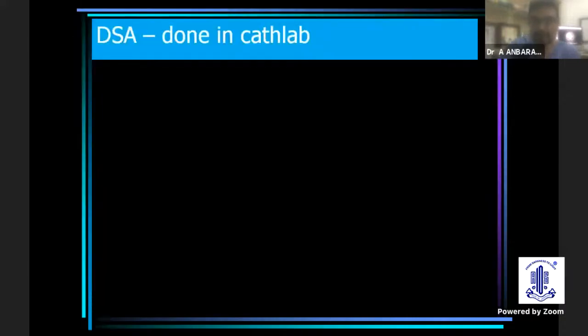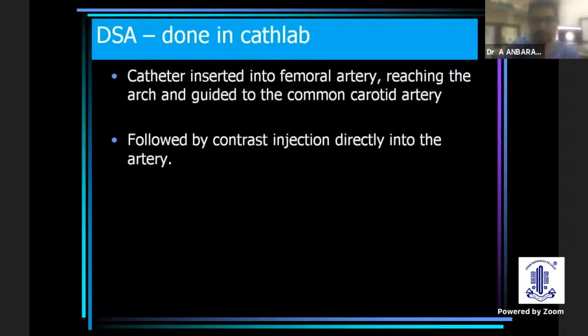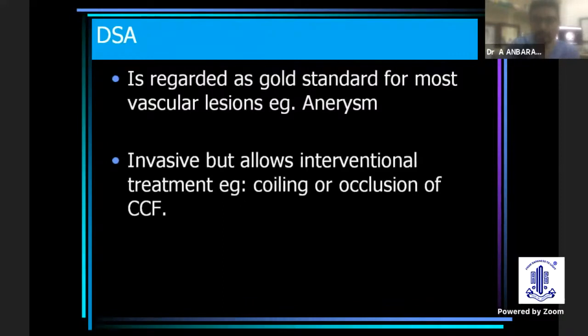The DSA is done in the cath lab, and the catheter is inserted in the femoral artery, reaching the arch and guided into the common carotid artery, followed by contrast injection directly into the artery. The technology subtracts the initial pre-contrast image from the contrast image, thereby subtracting the bone and showing only the vessels, and so you get the name digital subtraction angiography. It is regarded as the gold standard for most vascular lesions, for example an aneurysm. It is invasive, but it allows interventional treatments like coiling or occlusion of a carotid cavernous fistula.